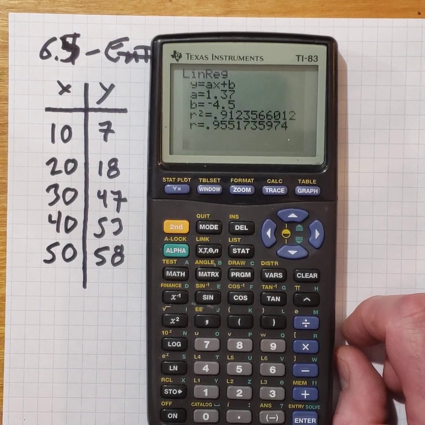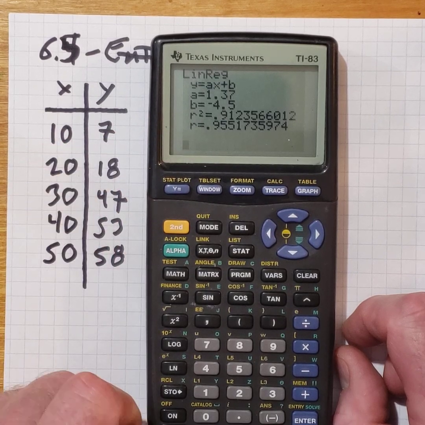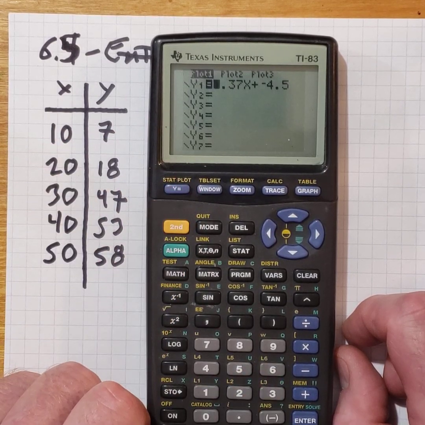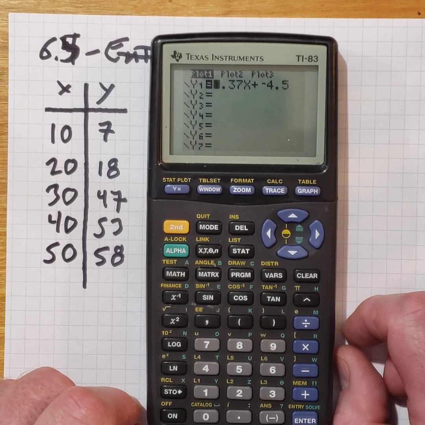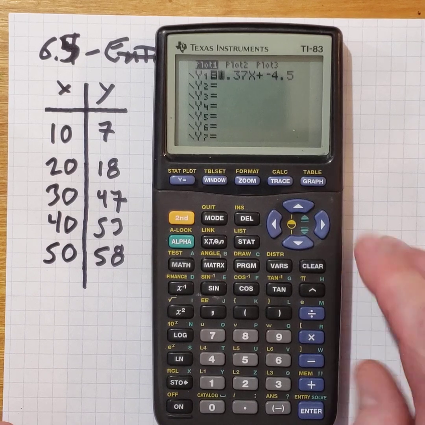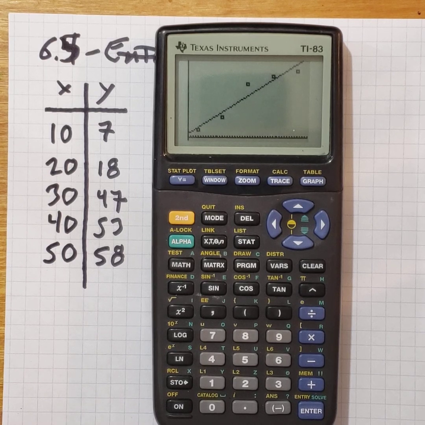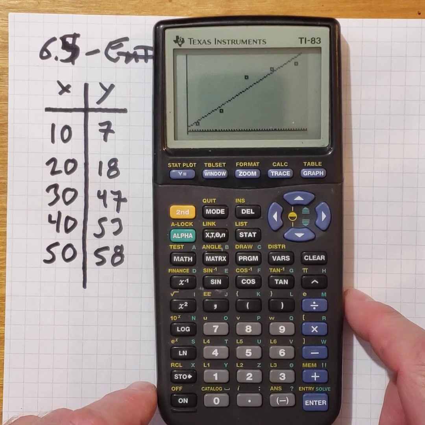So when we hit enter now, it does the same thing it did before. It gives us our a, our b, and our r squared and r. But if we look in y1 now, it has stored the line 1.37x plus negative 4.5. We don't have to write it down and copy it over and type it into the calculator. It'll do that for us. And then if we go to graph, we'll see that that line does do a pretty good job of going through the data. Comes fairly close to hitting all of the points. Doesn't do a perfect job, just a pretty good job. But as we saw before, the correlation was 0.955, so that is actually fairly close to perfect.